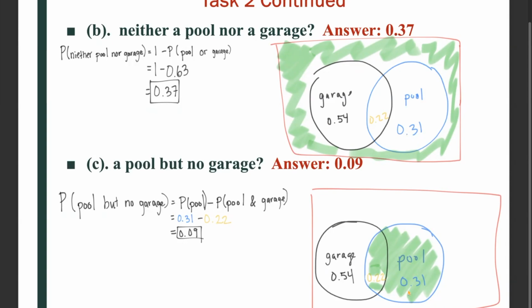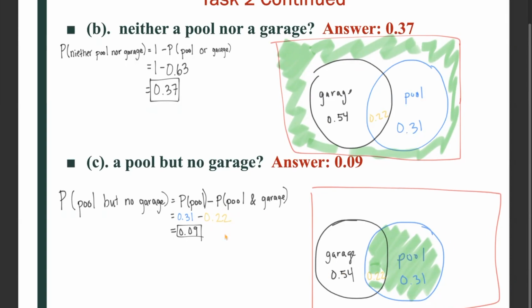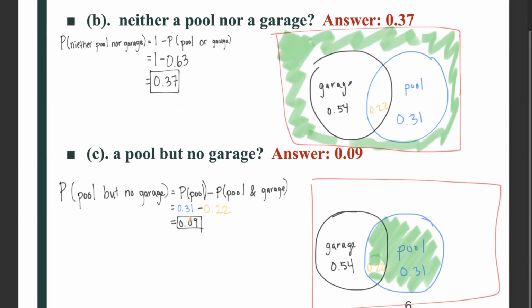So we need the probability of having a pool, and then we're going to subtract that intersection. That way it's not double counted. The probability of having a pool is 0.31, and then we subtract the intersection, which is 0.22. So that gives us 0.09.